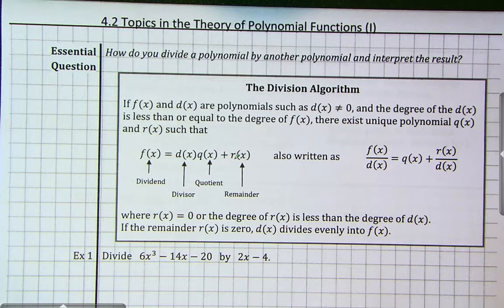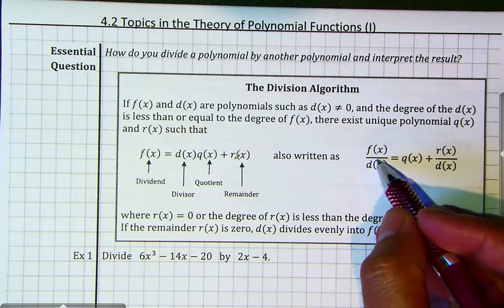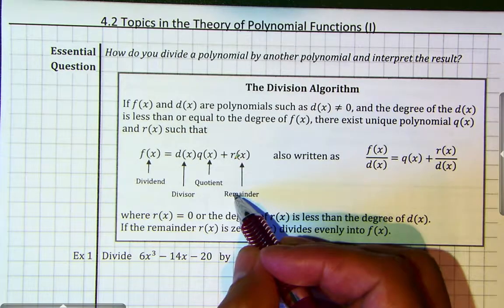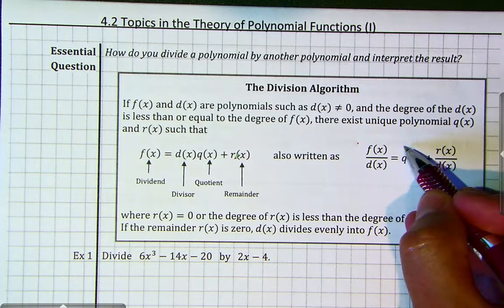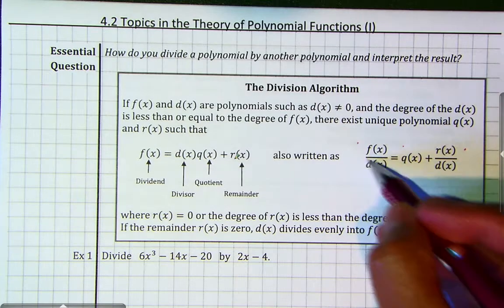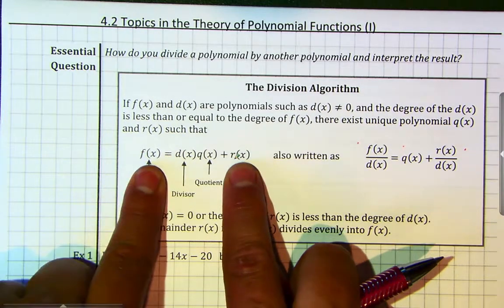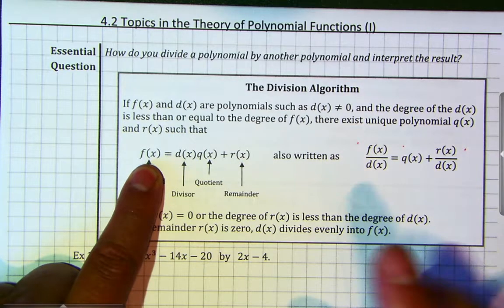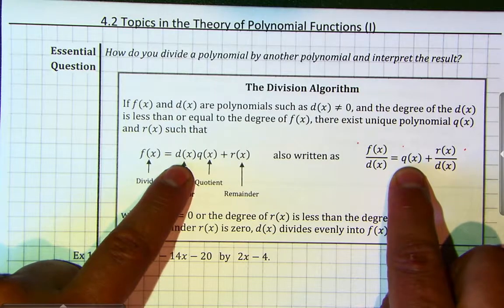And we can actually convert this equation into this form by multiplying by d of x. The d of x will cancel, and the d of x will cancel. So therefore you have f of x and r of x by themselves, and we end up with d of x and q of x.